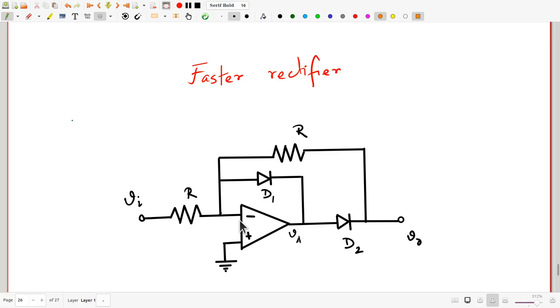Now let us try to understand how this circuit will work. Notice that here you have two feedback loops and both of them have diodes in them.